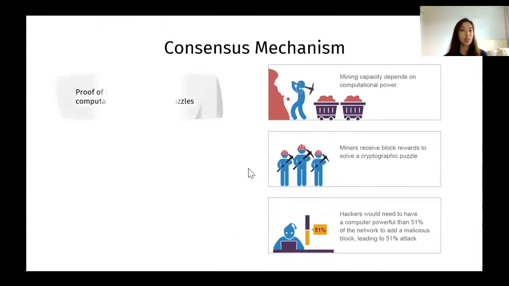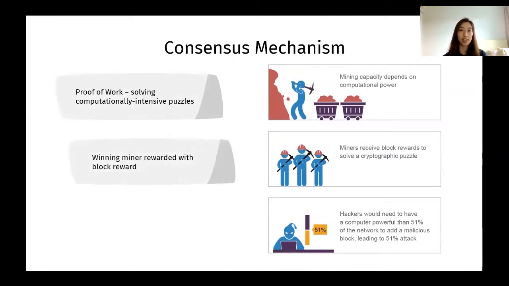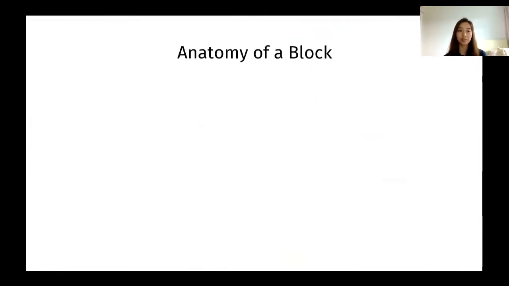So Bitcoin uses a proof of work consensus mechanism, where miners compete to solve a computationally intensive puzzle. The winning miner is rewarded with a set number of Bitcoin called the block reward. And one miner wins the block reward roughly every 10 minutes, where more processing power increases a miner's chances of winning. And miners can't accelerate or alter Bitcoin's supply schedule. I'll be expanding on this point later.